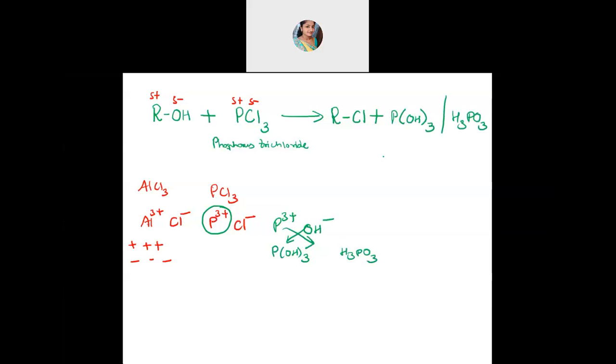Is this reaction clear, what I said? When alcohol is made to react with phosphorus trichloride, in alcohol you do the charge separation. R is positively charged and O is negatively charged. Phosphorus is positively charged, chloride is negatively charged. You just cross them. You get the R with the Cl group and phosphorus with the OH group. Since phosphorus here is in plus 3 oxidation state, it will combine with 3 OH minus. So you get P(OH)3.